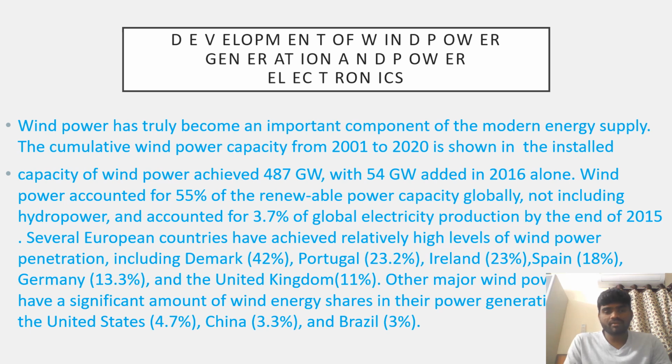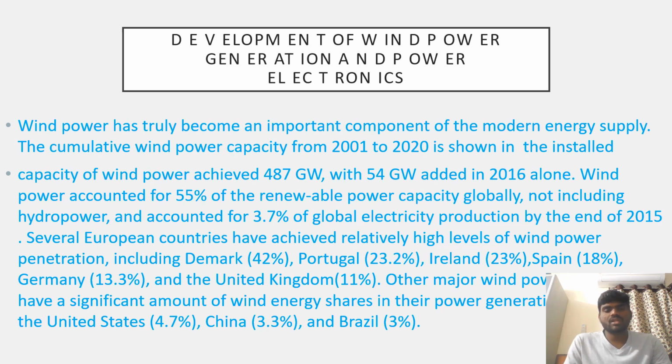The cumulative wind power capacity from 2001 to 2016: the installed capacity of the wind power achieved 487 gigawatts with 54 gigawatts added in 2016 alone. Wind power accounted for 55% of renewable power capacities globally, not including hydropower, and accounted for 3.7% of global electricity production by the end of 2015.